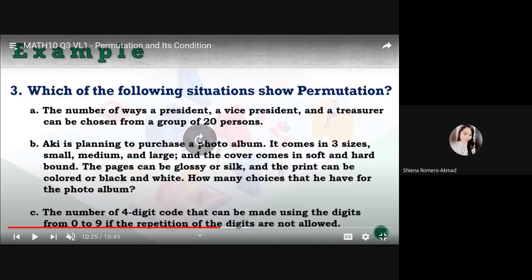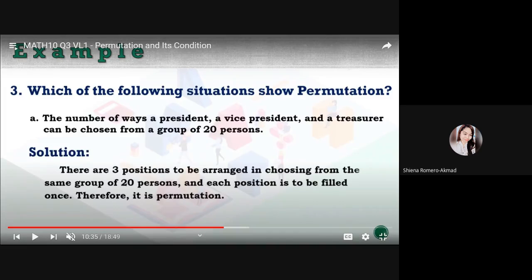So let us look at the explanation. So for letter A, it's permutation because there are 3 positions.